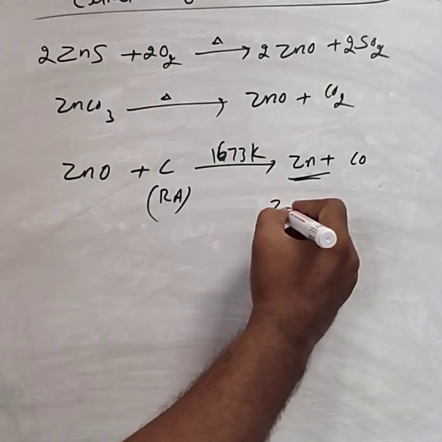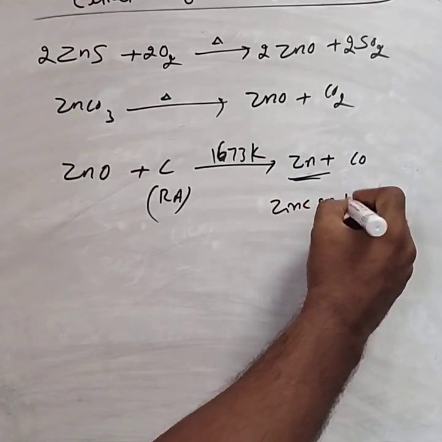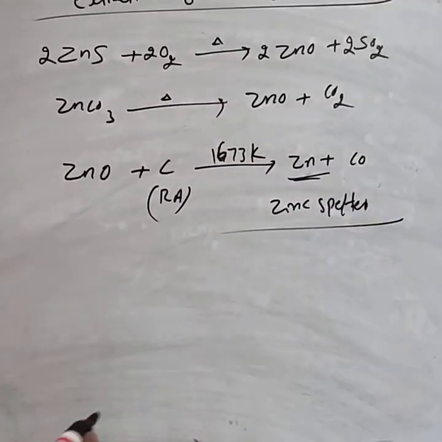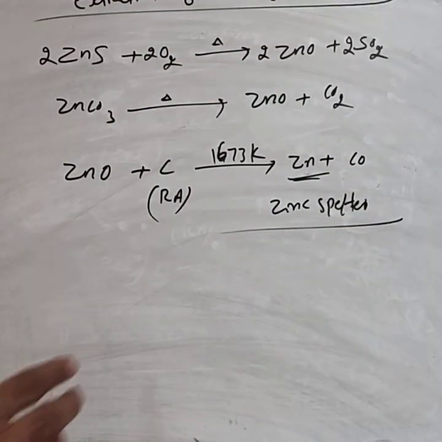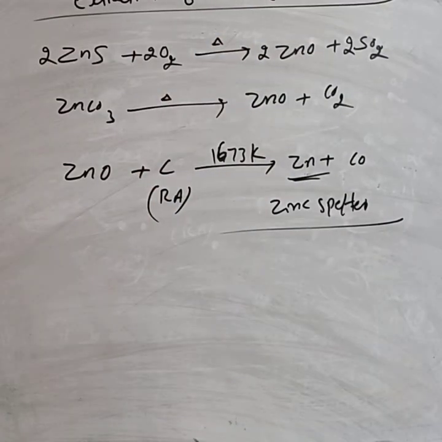This is called zinc spelter. This is about the extraction of zinc. Here the extraction of the metals is completed.